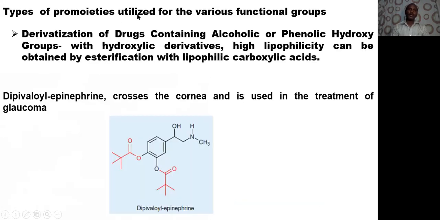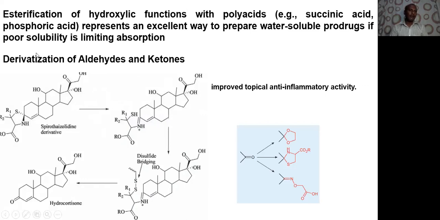So first, what are the possibilities you can use, depending on the functional groups present in your drug molecule? If my drug molecule has hydroxyl groups, what do I have to do with the hydroxyl group to convert it into a promoiety? You can convert hydroxyl groups into esters. Example, epinephrine: its lipid solubility can be increased by esterification, and we can use it in the cornea. And if you have aldehyde or ketone functional groups in your drug molecule, what promoieties can you convert them into?